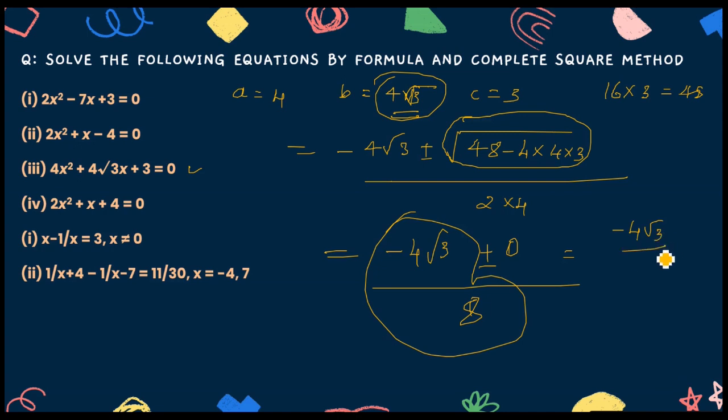So what is this now? Minus 4 root 3 divided by 8. 4 ones are 4, 4 twos are 8. That is minus root 3 by 2. That's the root. Correct? Let's move on to the next.